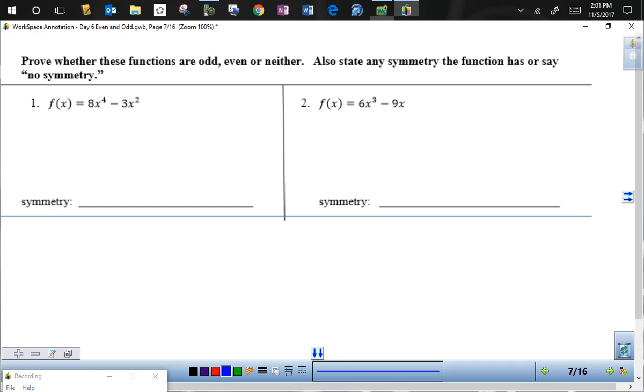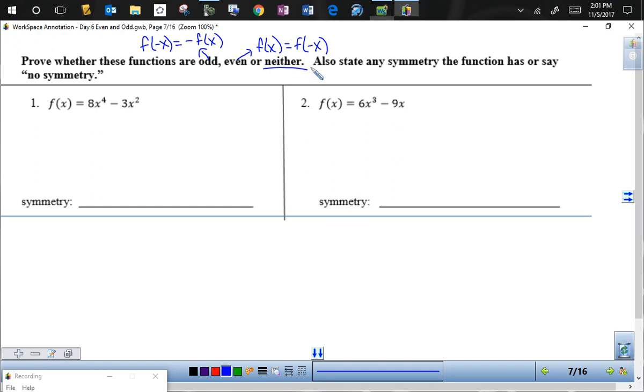So let's remind ourselves of what these things mean. In order for it to be even, I'm going to go kind of backwards here, we know f of x will be the same as f of negative x. Odd, by definition, function notation, f of negative x was equal to the opposite of f of x. Neither, of course, would have none of those statements being true.